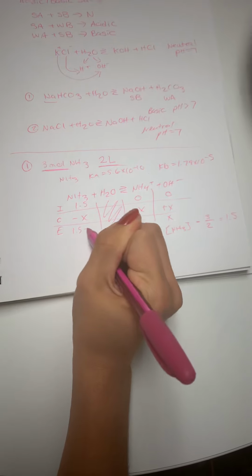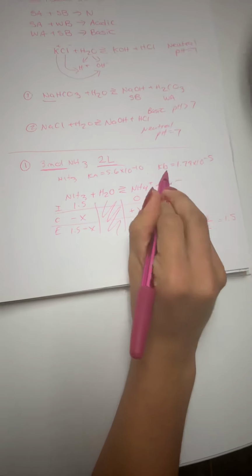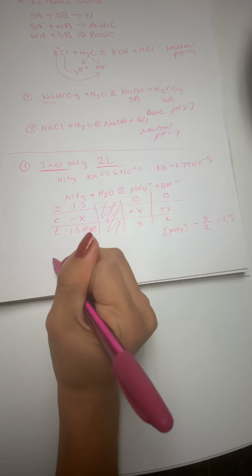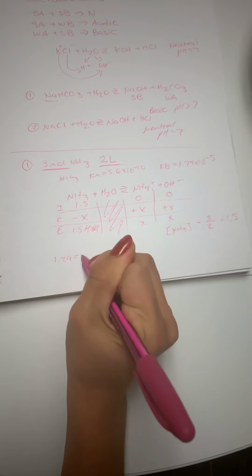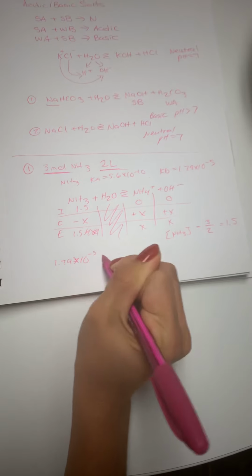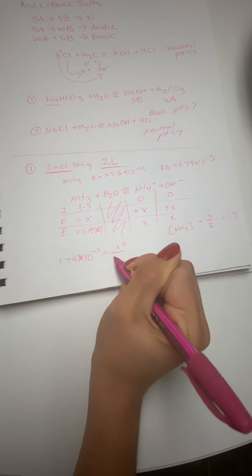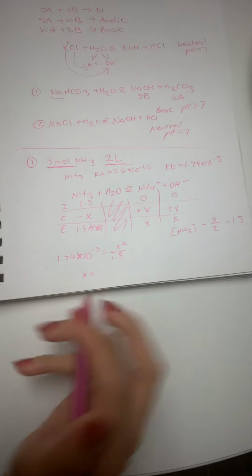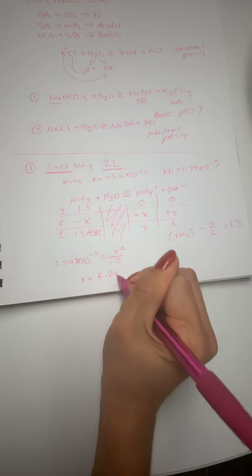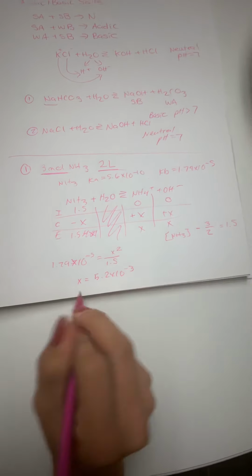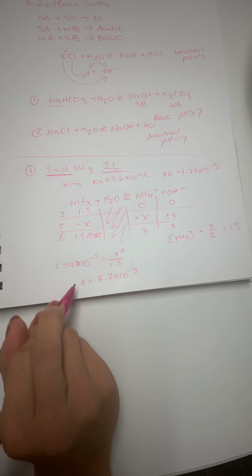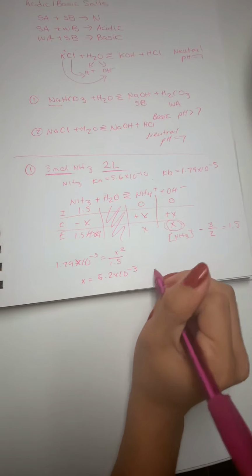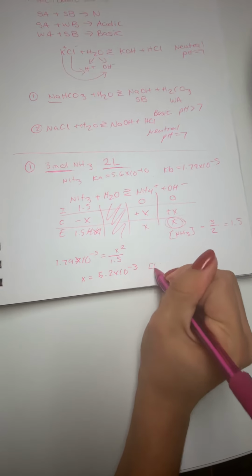Then you can put this down. So because your Kb was actually to the power of -5, you can't take away that x, so it makes it much easier. So put in your expression equal to products over reactants. And by just using algebra, I got x is equal to 5.2 times 10 to the minus 3. However, do note that this x is not equal to H concentration, but OH concentration. So you do have to convert to H concentration.